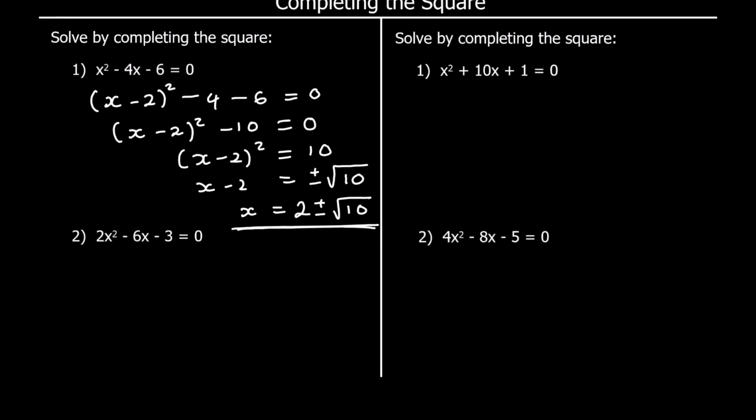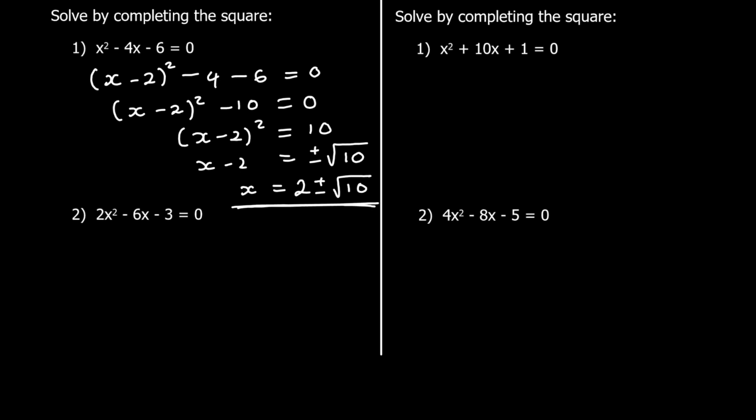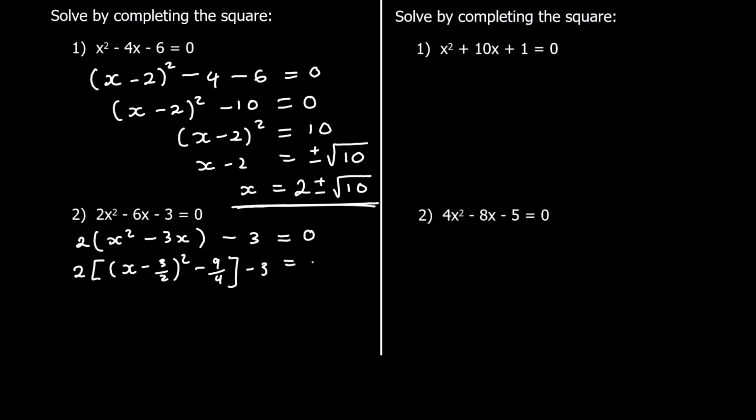The second one, this time we've got a 2 in front of the x squared. So I'm going to factorize that out first. I'm going to have 2, then x squared minus 3x inside the bracket. I'm going to keep the negative 3 on the outside. I'll complete the square on the middle bit. So I've got x minus 3 over 2 squared. Take away that squared, which is 9 over 4. And then I've still got the minus 3, and it's equal to 0.